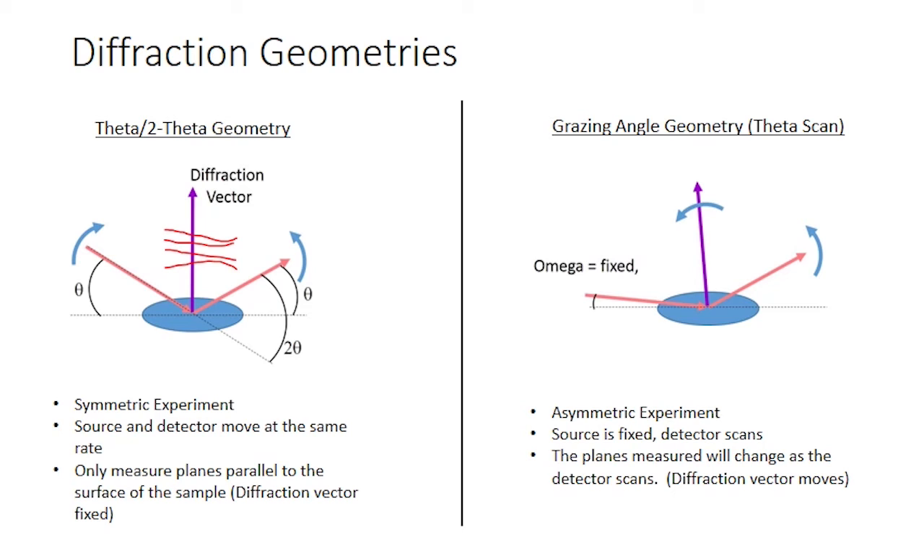Now, if your sample is ideal and it's randomly oriented crystallites, then it doesn't really matter. We're going to measure every single spacing in your sample because you're going to have crystallites oriented in every possible orientation. So even though we're only measuring in this one direction, you are going to have crystallites oriented so that you can measure every single spacing in your sample.